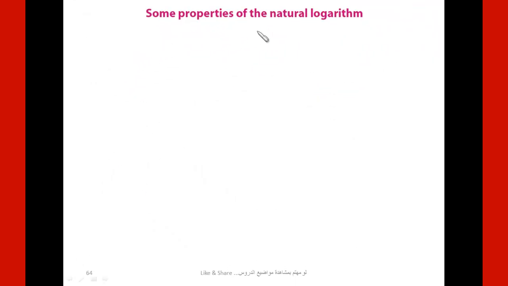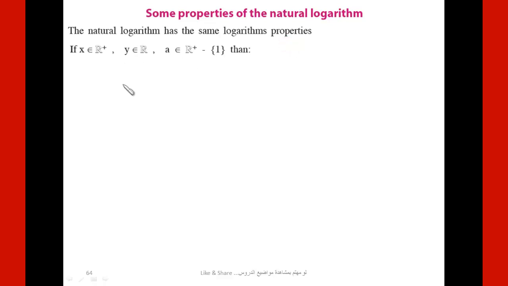Some properties of the natural logarithm. The natural logarithm has the same logarithm properties. So we start with this.